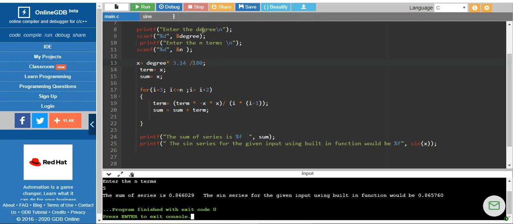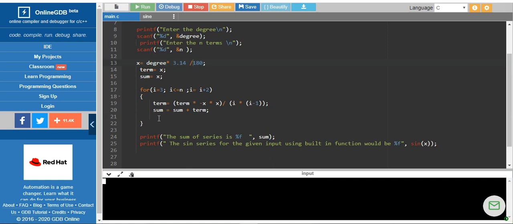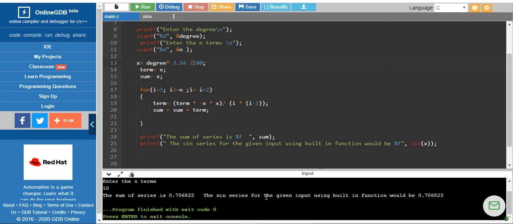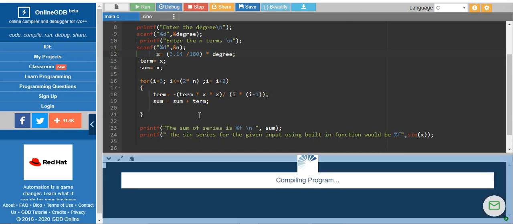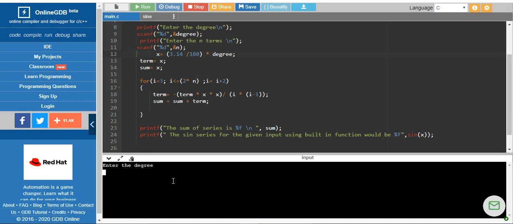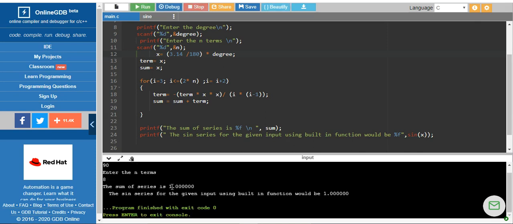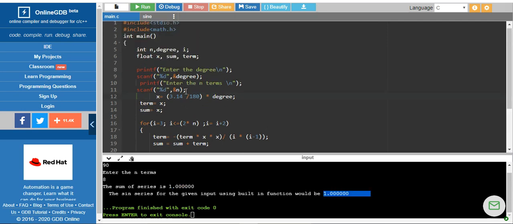Even though it is accurate, we will go for different types of inputs and see whether it is correct. Sine 45 degree, and I am using 10 terms, and here you are getting the value. Okay, for sine 90 degree we will check and see how many terms we can take. Any number of terms. Here I will be taking 8 terms. So the sine 90 degree is 1, the sum of the series, and the function that we have obtained is 1.